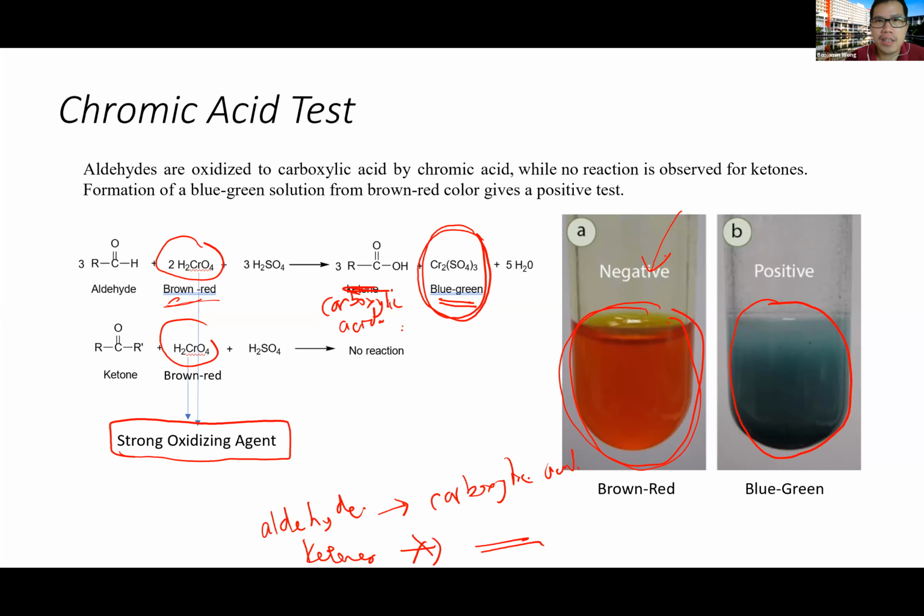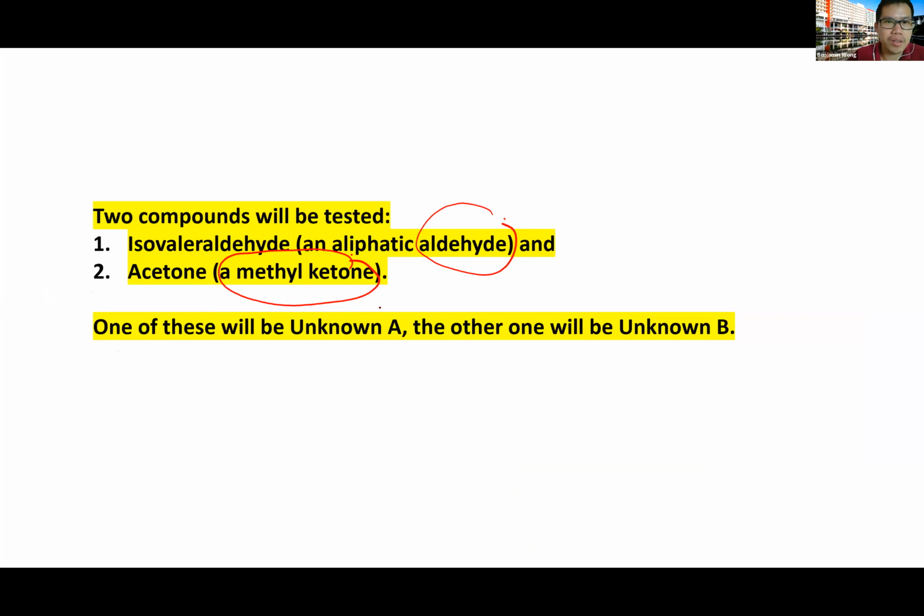The second test again, we want to test which substance is aldehyde and which one is ketone. The unknown A, unknown B, because in the practicals, you wouldn't be told which one is aldehyde and which one is ketone. In the lab, the substance will be known as unknown A, unknown B, so you don't know what their identity is.